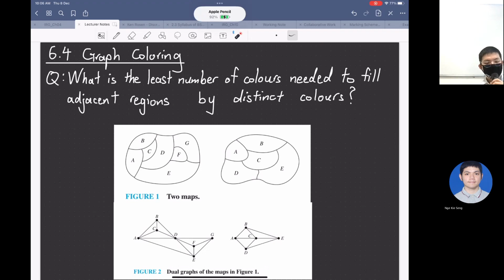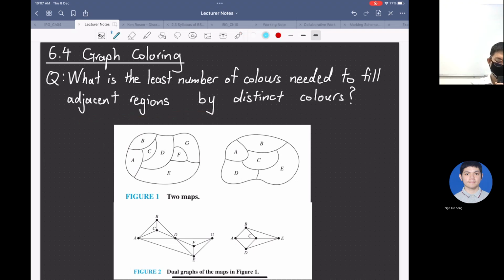Okay, next is graph coloring. What we are concerned with in graph coloring is, for example, I give you a map here. How many colors do you need to fill the adjacent regions with distinct colors?